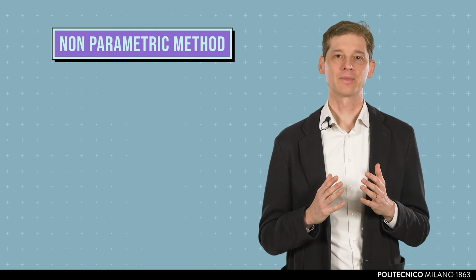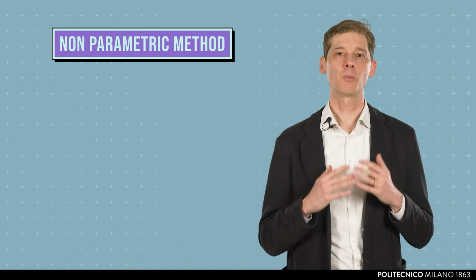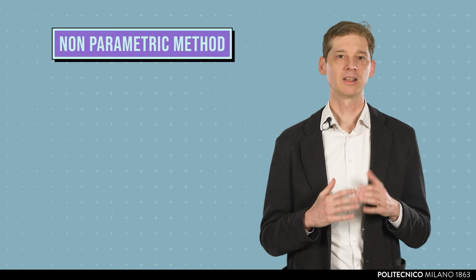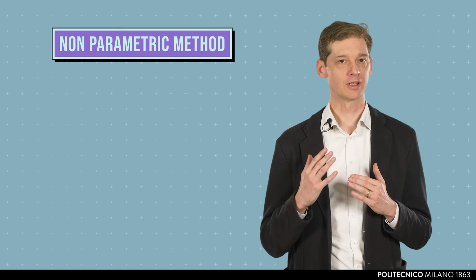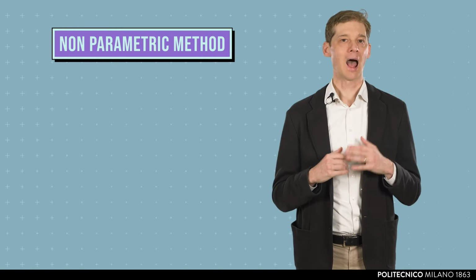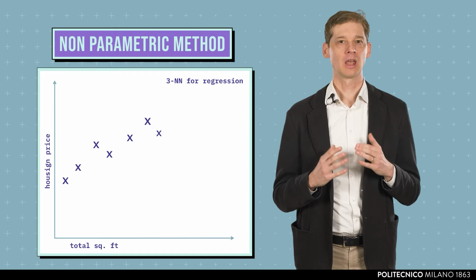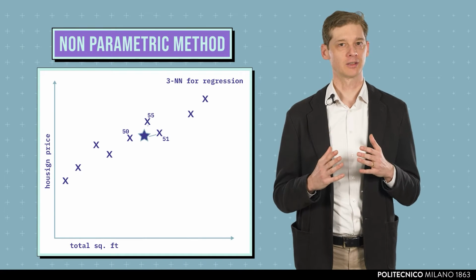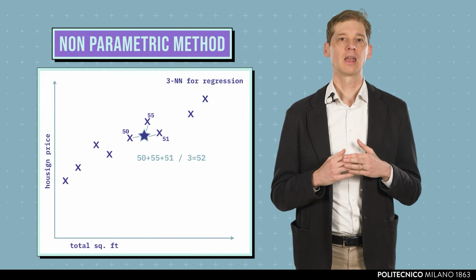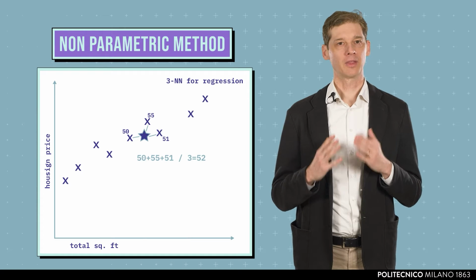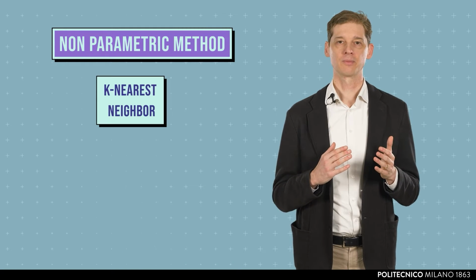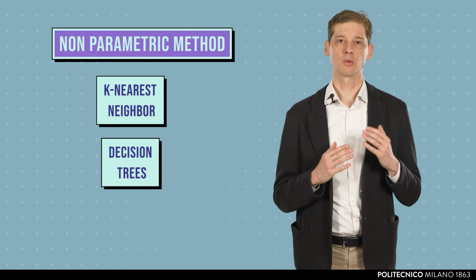On the other hand, in non-parametric methods, the complexity of the learner model depends on the size of the training set. Unlike parametric ones, these methods are memory-based, and so they need the training dataset to make predictions. Examples of non-parametric methods are k-nearest neighbor, decision trees, and Gaussian processes.